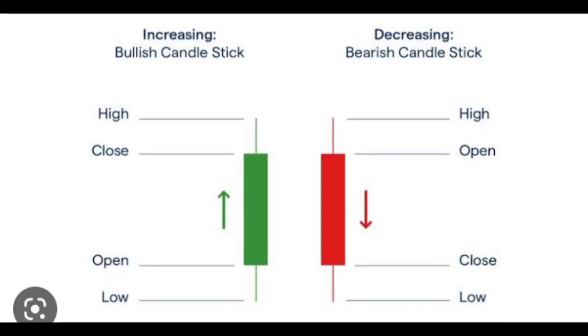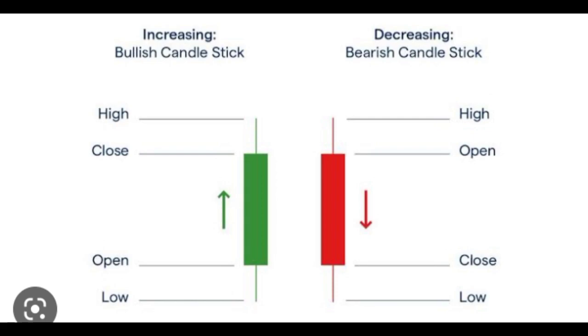So this is a sample of a candlestick. You can see you are having increase and decrease. Increase, which is bullish candlestick, and decrease, which is bearish candlestick. Bearish is when it's going down and bullish is when the market is moving up. You can see that we have high, we have close price, we have open price, we have low, and in bearish also we're having high, we're having open, we're having close, and we are having low.